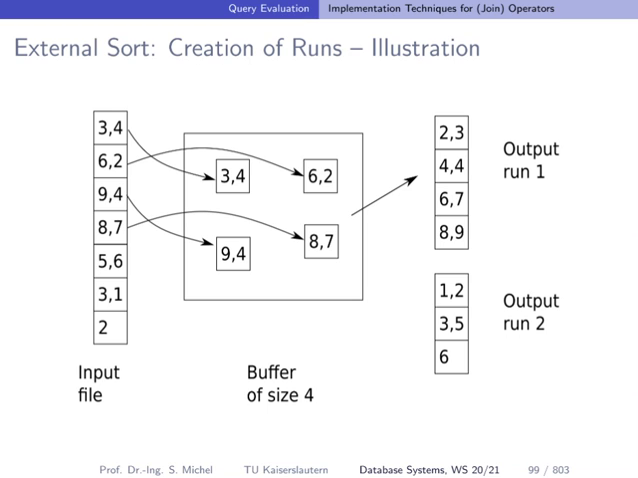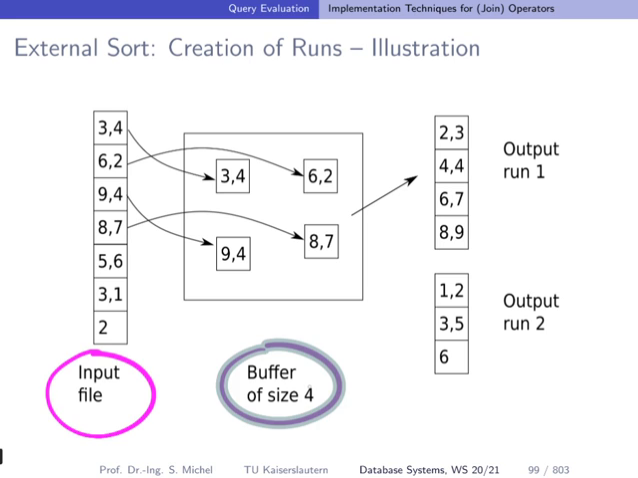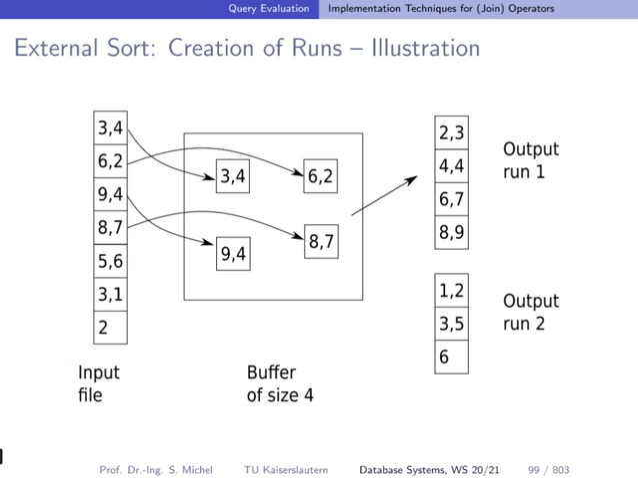So, a bit more concrete example with numbers. Here you see the input file. Here in the middle you see the buffer, which has a size of 4, so we can fit 4 blocks of data into the buffer. These here are the individual blocks. In the first block, which is marked here, there are 2 numbers, 3 and 4. Here there are 6 and 2, and so on.